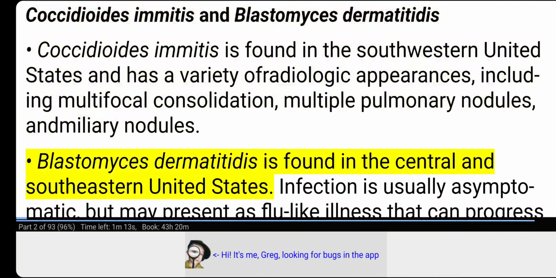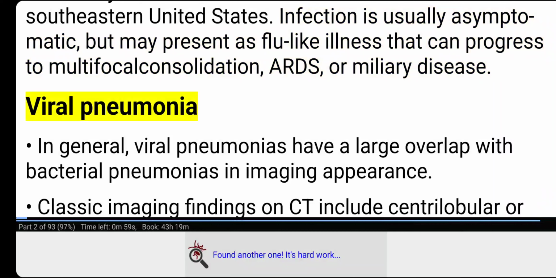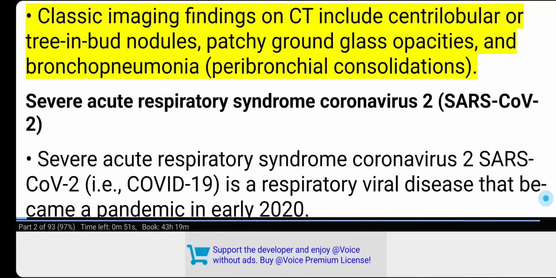Blastomyces dermatitidis is found in the central and southeastern United States. Infection is usually asymptomatic, but may present as flu-like illness that can progress to multifocal consolidation, ARDS, or miliary disease. Viral pneumonia. In general, viral pneumonias have a large overlap with bacterial pneumonias in imaging appearance. Classic imaging findings on CT include centrilobular or tree and bud nodules, patchy ground glass opacities, and bronchopneumonia, parabronchial consolidations.